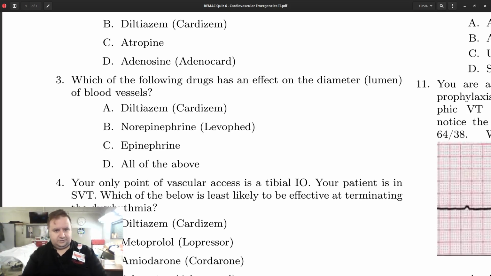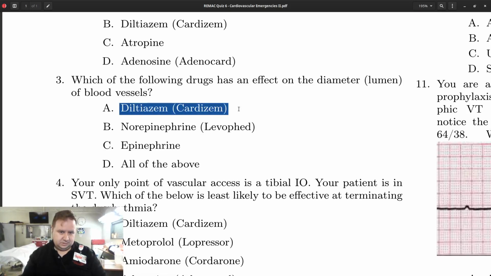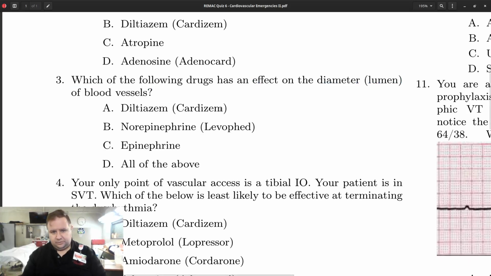And so the correct answer is D, all of the above. Now, from a test-taking strategy standpoint, I think the hardest piece of knowledge to get here is to know that diltiazem, which we think of as having an effect on the AV node, also has a collateral effect on the blood vessels. So if you didn't happen to know that, from a test-taking strategy, you should know for sure.